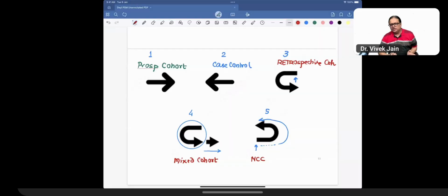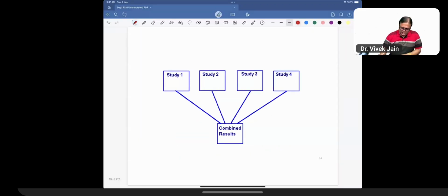Someone is taking your retrospective data and taking forward, mixed. We are studying a new rare disease in the population, and when disease occurs, we come back and study them. This is nested case control, right? So try to visualize these arrows in your mind when a study design comes to you. 100% question will come from study design. In NEET PG, 100% it will come, right? This is with study design.